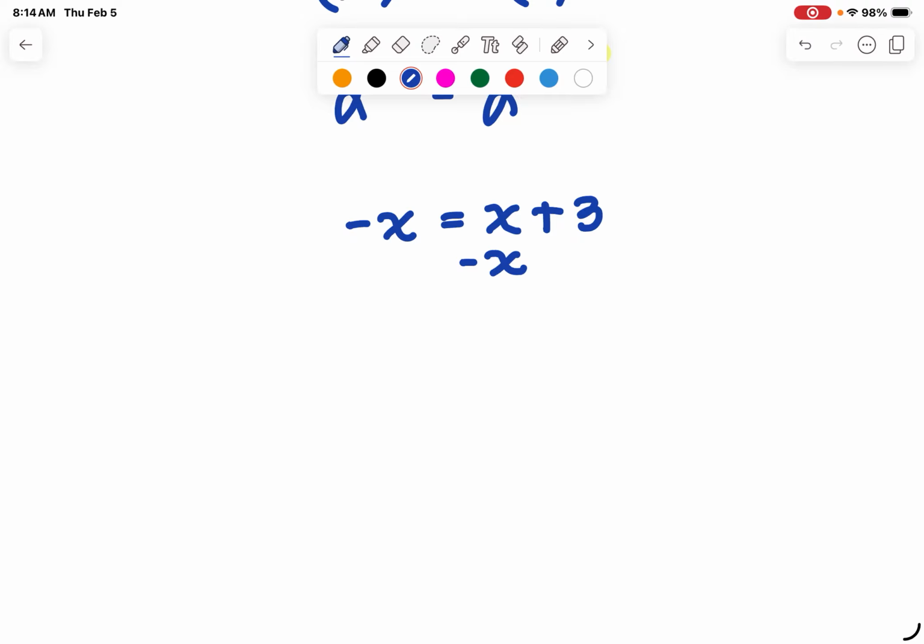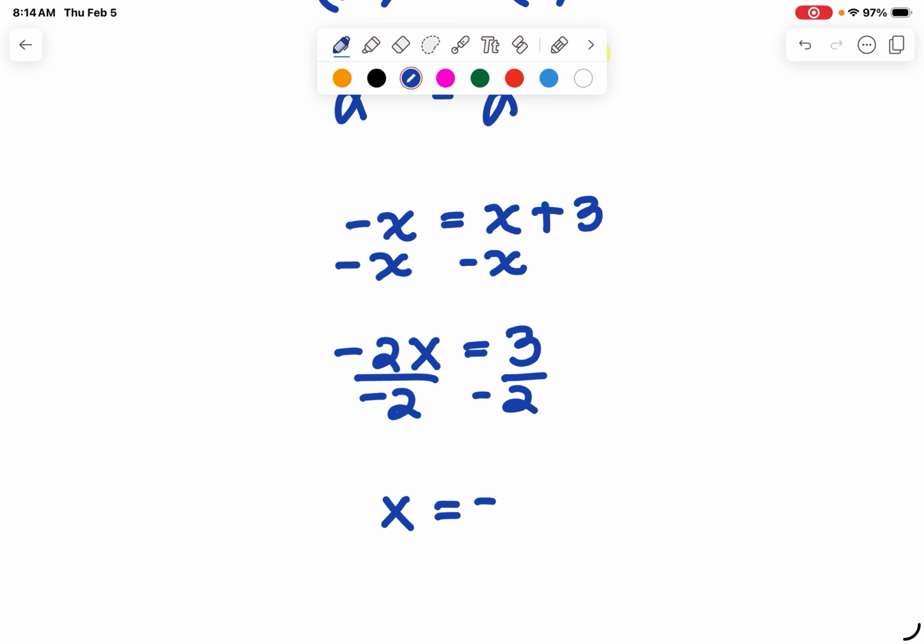Subtract x from both sides. We have negative 2x is equal to 3. And then divide both sides by negative 2. So we have x is equal to negative 3 over 2, or negative 3 halves.